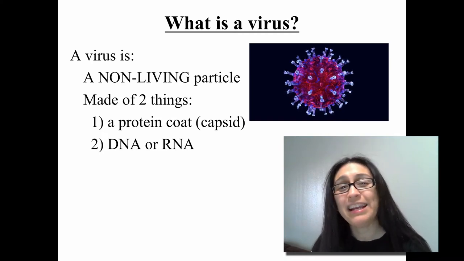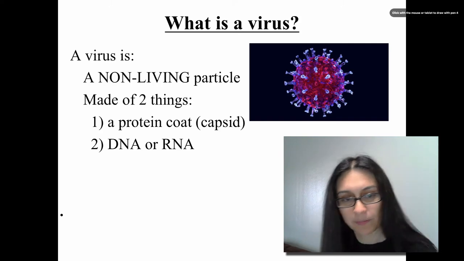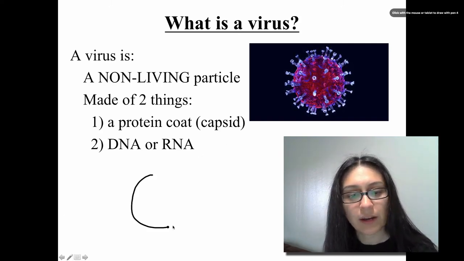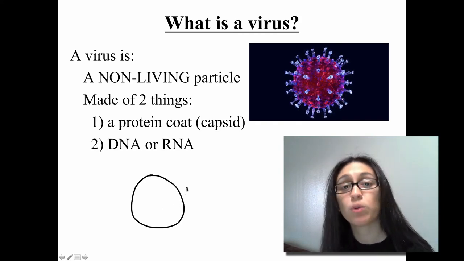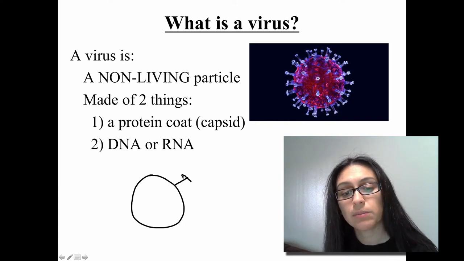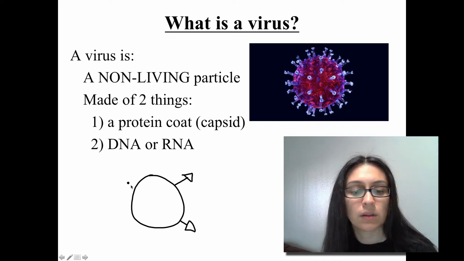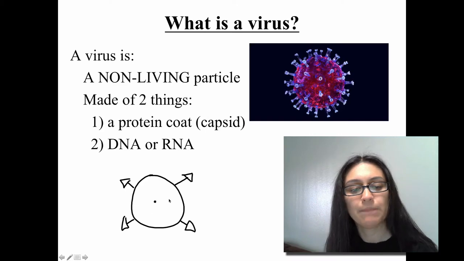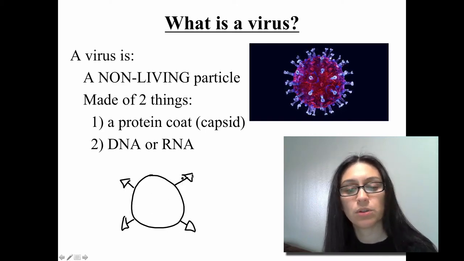Viruses are only made out of two main things. When we look at a virus, it has a protein coat on the outside that we call a capsid. As part of this protein coat, one of the most important parts is its protein receptors. So here we have the first part, the protein coat called the capsid, which includes the protein receptors.